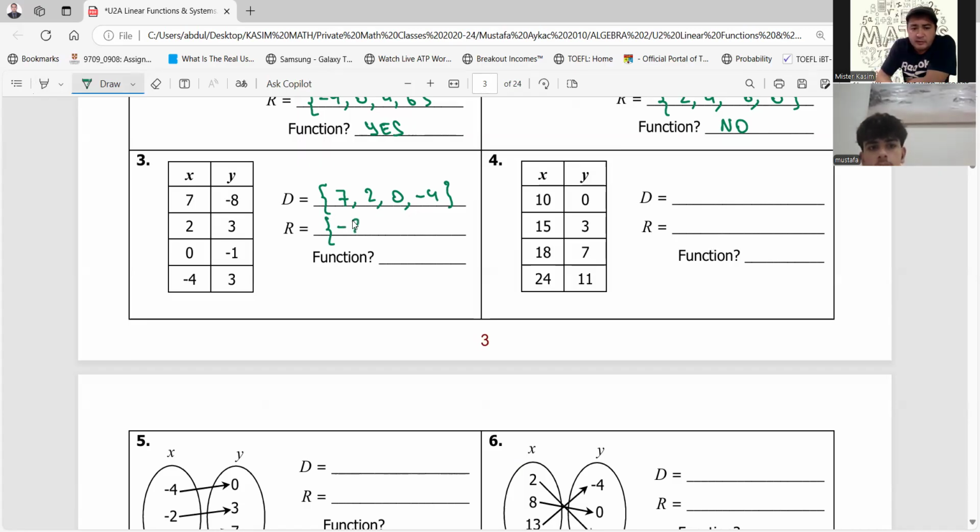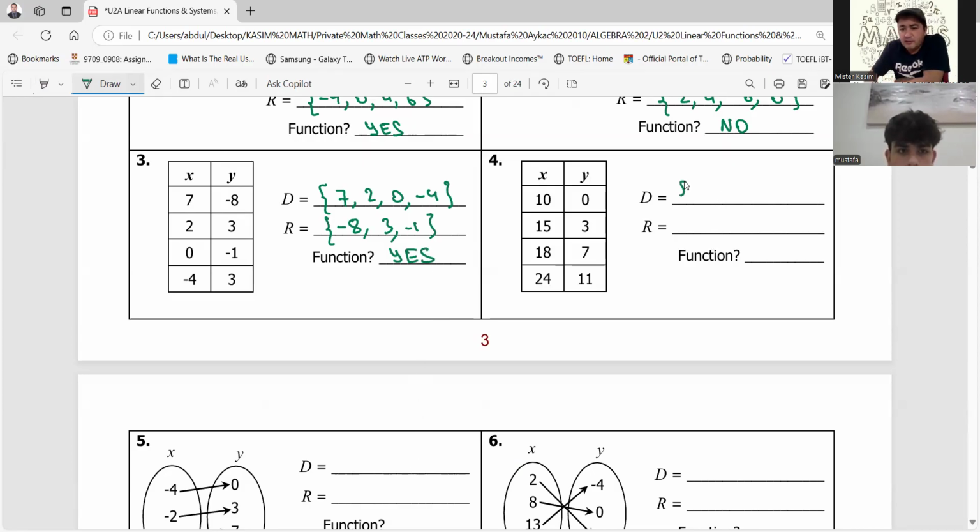Range: -8, 3, -1, and 3. And 3 is repeating, so we don't have to write it twice. Just write it one time in a set. Is it a function? Yes, because all input values are distinct, right? They're different. That's why it's a function.